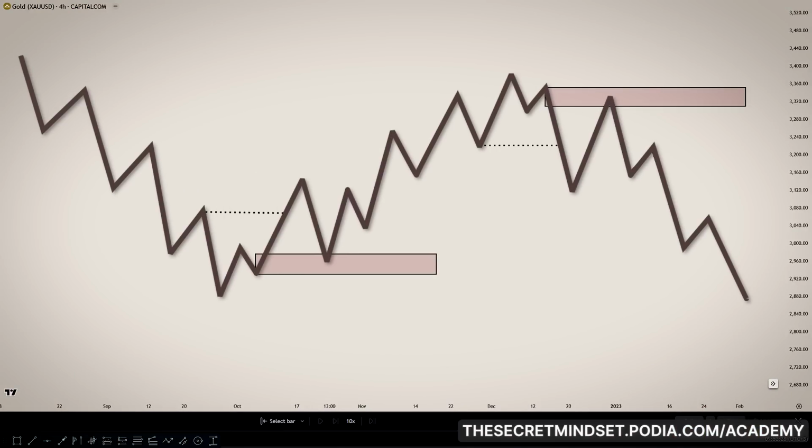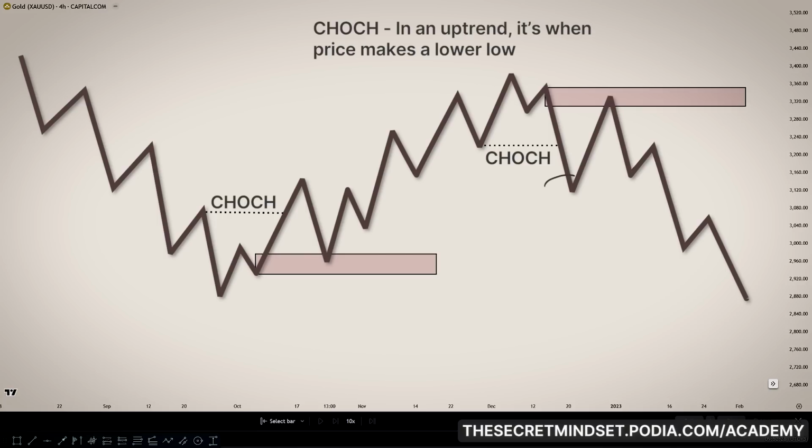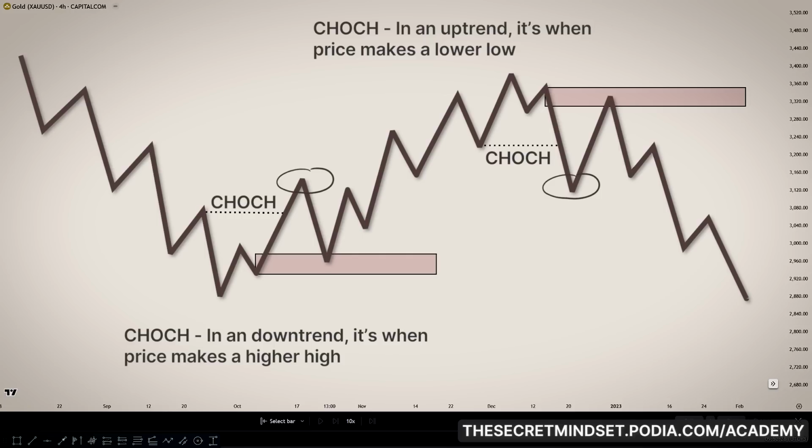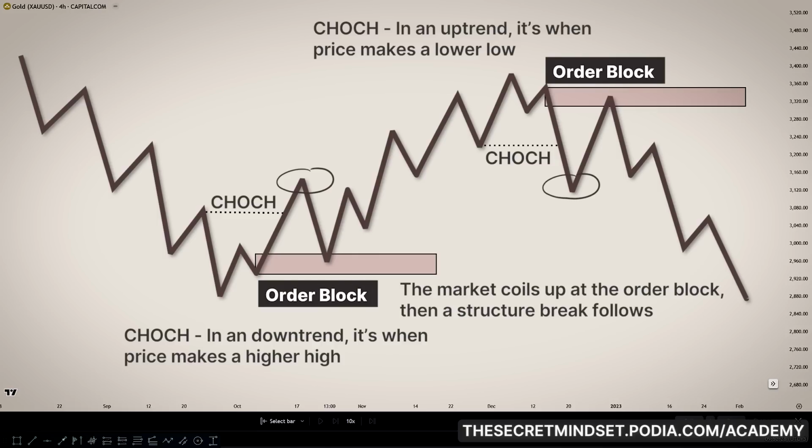A market structure break happens when price busts through a key level. In an uptrend, it's when price makes a lower low. In a downtrend, it's a higher high. These breaks are big deals. They're like road signs telling you the trend might be changing. Now guess what often comes right before these breaks? That's right, order blocks. The market coils up at the order block, then a structure break follows.